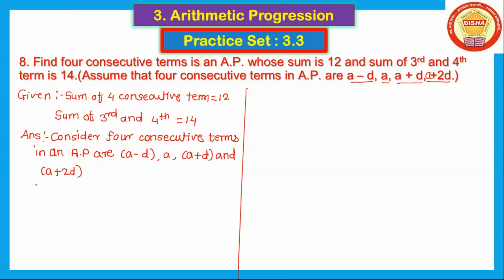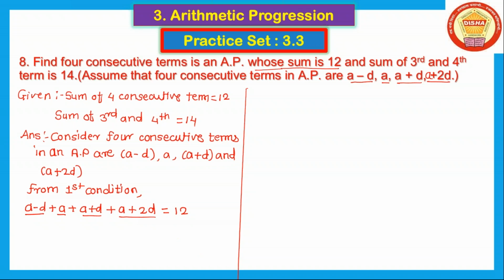Then we take the given conditions. What is the first condition here? In the question, the sum is 12, which means the sum of the 4 consecutive terms is given. We consider this the first condition. So from the first condition we write the sum of those consecutive terms: a minus d plus a plus d plus a plus 2d. That sum is equal to 12. This is the first term, second term, third term and fourth term.